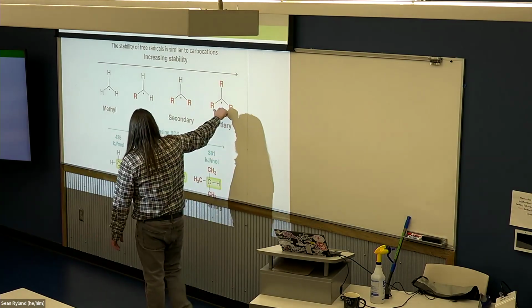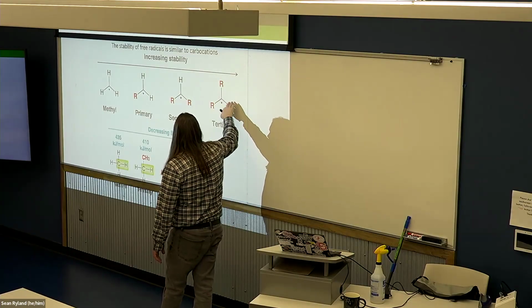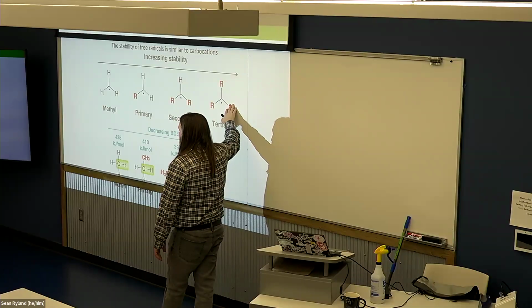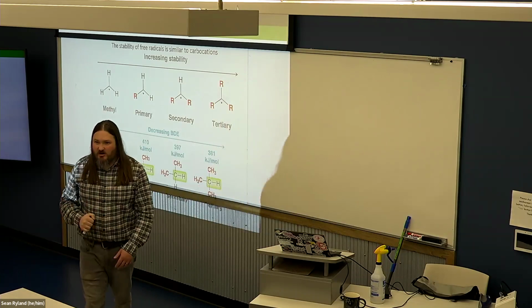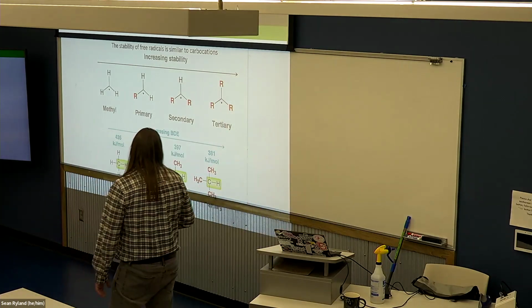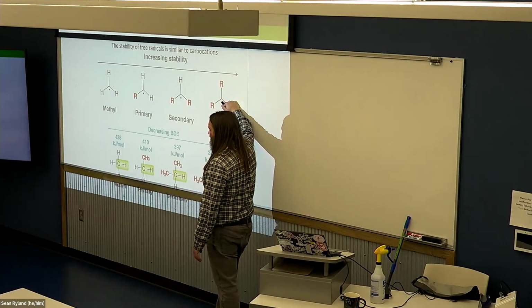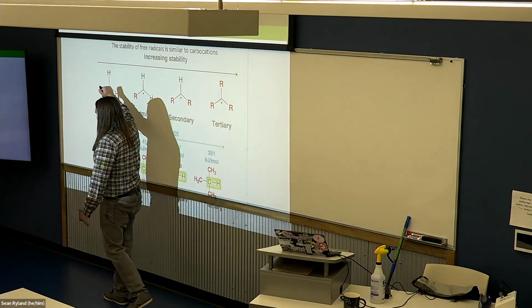It gets easier and easier to pull a hydrogen off the more substituted the carbon is. So literally the same rules for stability as carbocations. A tertiary carbon radical is going to be more stable than secondary, which is more stable than primary, which is more stable than that.